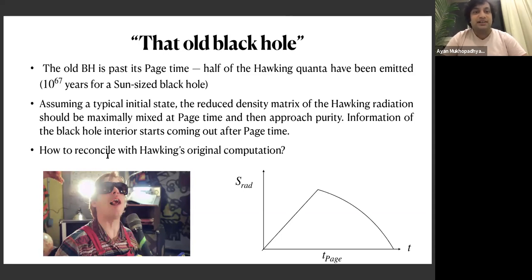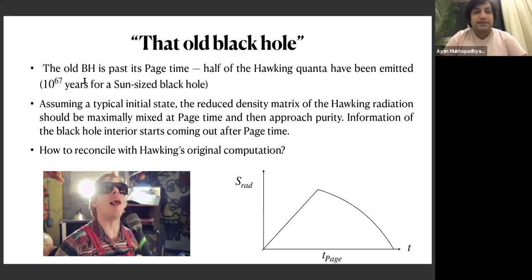An old black hole is a black hole that has passed its Page time. The Page time is the time when half of the Hawking quanta has been emitted out of the black hole. Of course, for an astrophysical black hole, this is a hopeless time scale. If you have a sun-sized black hole, it will be 10 to the power 67 years. So it is much, much larger than the age of the universe, or perhaps even the universe can ever live. So it is kind of hopeless.